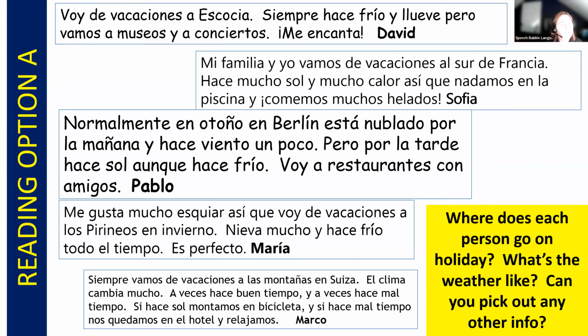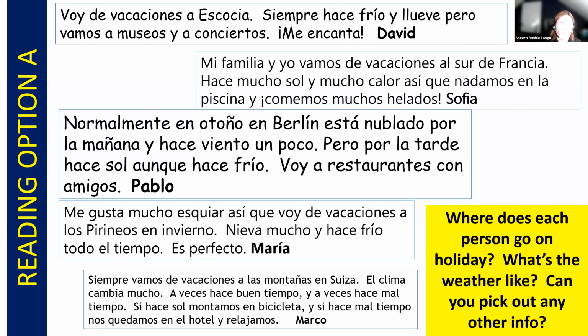Lorna, can you read out that first sentence for me? Just take your time and read out the sentence before we then look at translating it. Voy de vacaciones a Escocia. Siempre hace frío y... Oh, I'm not good with the rain. Llueve, pero vamos a museos y a conciertos. Me encanta, David. Muy bien.